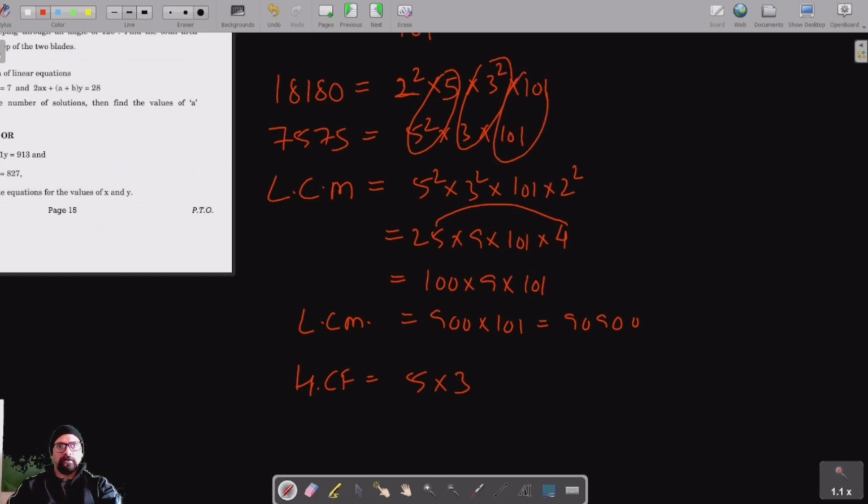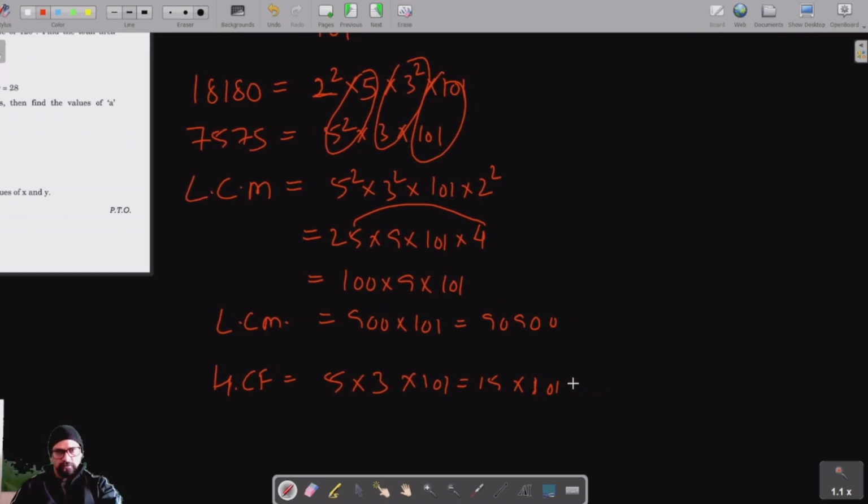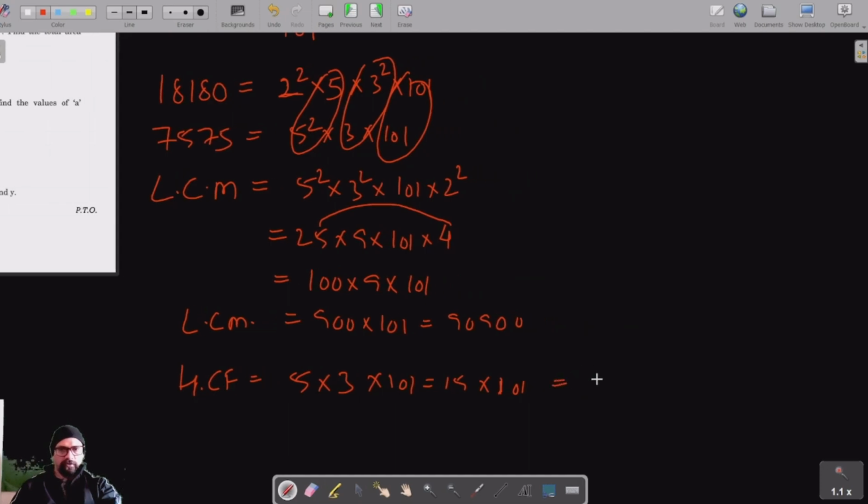So 101 into 101, which gives us 15 into 101. And this is now equal to 15 into 101, which is 1515. Okay, so this is the HCF and the LCM of the two numbers.